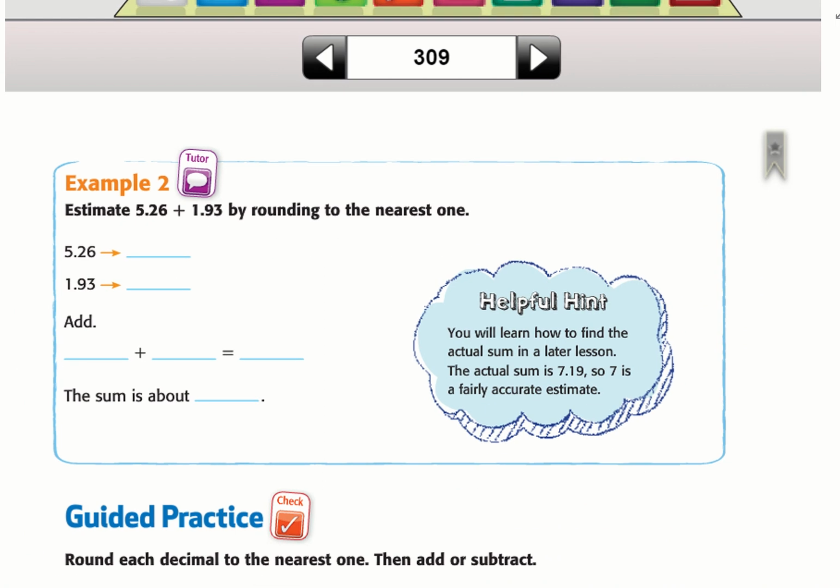So in example 2, estimate 5 and 26 hundredths plus 1 and 93 hundredths by rounding to the nearest 1. So if I look at 5, that's in my 1 spot, and I look at my 2, that is 4 and below. So my 5 is going to remain the same. If I look at my 1, look to the number to the right of it, 9, that is 5 and above, so my 1 is going to raise to 2. So I have 5 plus 2 equals 7. So the sum is about 7.